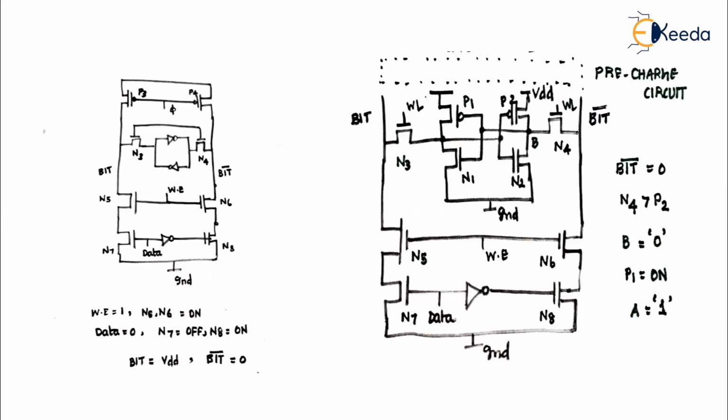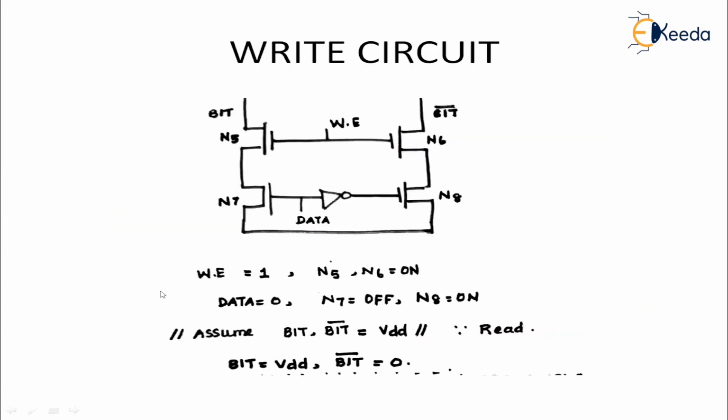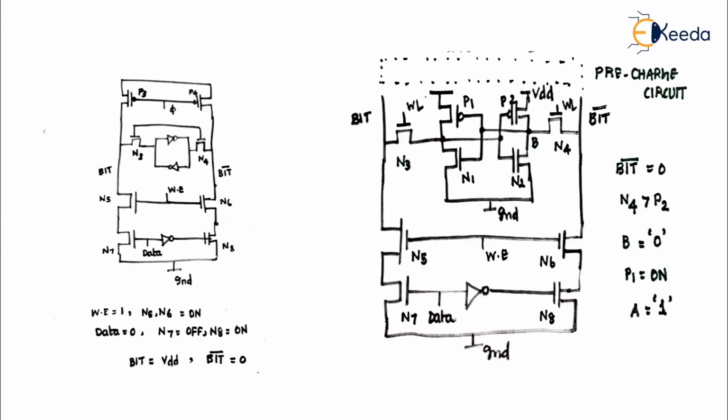Now see the circuitry. On top there is a pre-charge circuitry. Then there is a static SRAM, because there are two cross-coupled inverters with two access transistors. On the down part I am having the write circuitry. What is the write circuitry? What we have seen here is being connected here. So the bit and bit bar lines are connected to the write circuitry.